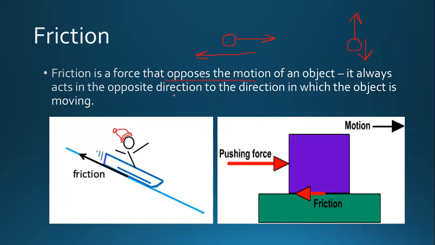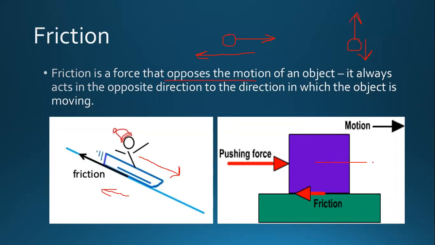अगर motion forward direction में है, friction would be acting in the backward direction. So friction is a force that opposes the motion of an object. It always acts in the opposite direction to the direction in which the object is actually moving. For example, this person is moving down the hill. So इसकी जो friction की force है, that is up the hill.